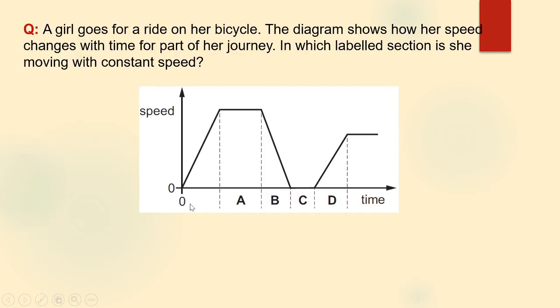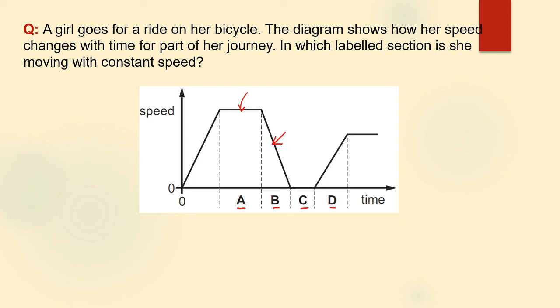Now we are going to see another question. A girl goes for a ride on her bicycle. The diagram shows how her speed changes with time for a part of her journey. In which labeled section is she moving with constant speed? So we are going to see the constant speed basically. We have four options: A, B, C, and D. So we are going to see the four sections basically. That means the object is moving with constant speed.